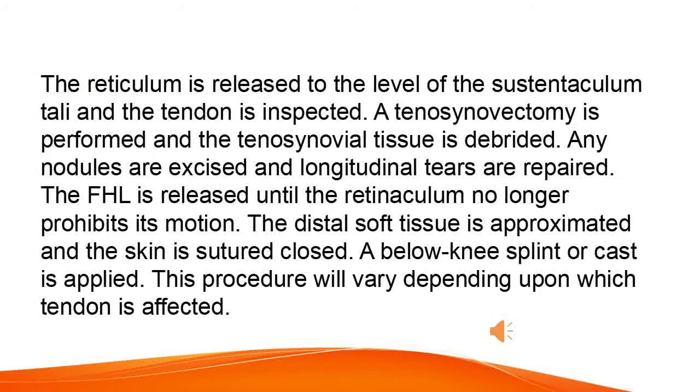The retinaculum is released to the level of the sustentaculum tali and the tendon is inspected. A tenosynovectomy is performed and the tenosynovial tissue is debrided. Any nodules are excised and longitudinal tears are repaired. The FHL is released until the retinaculum no longer prohibits its motion. The distal soft tissue is approximated and the skin is sutured closed. A bulky splint or cast is applied. This procedure will vary depending upon which tendon is affected.